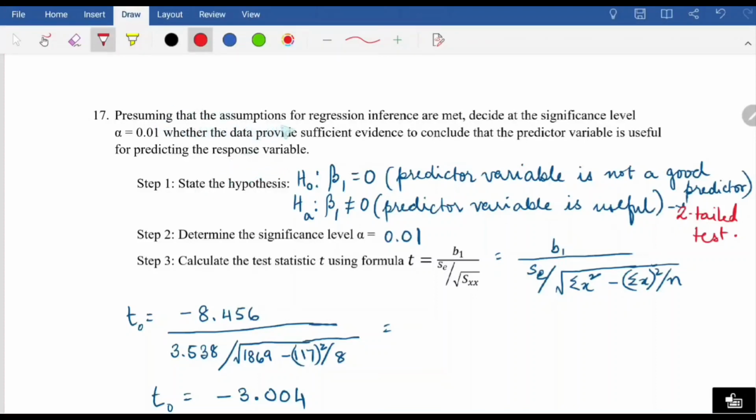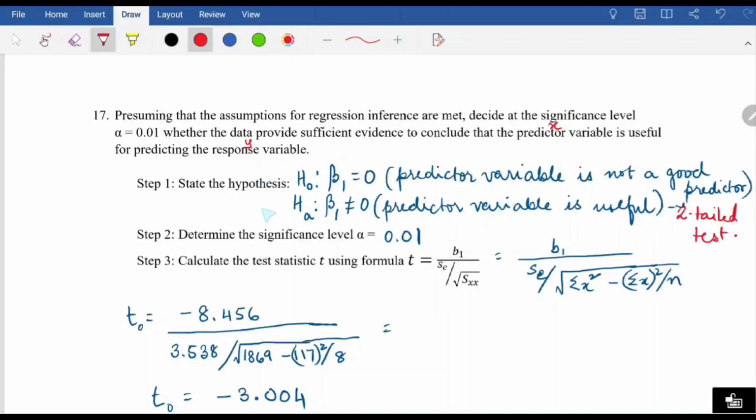Now the next one is a hypothesis test on the slope, an inferential study on the slope. Presuming that the assumptions for regression inference are met, decide at the significance level alpha equals 0.01 whether the data provides sufficient evidence to conclude that the predictor variable is useful for predicting the response variable. So this is a test on the slope. Whenever we are asked whether the predictor variable, that means the X variable, is a useful predictor of the Y variable, that means it's an inference on the slope.